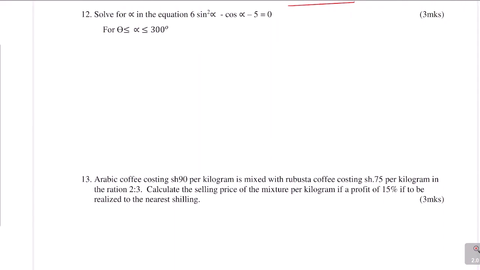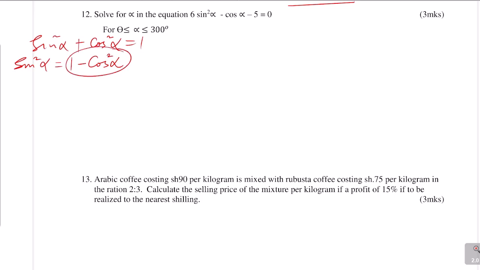So for alpha, in the equation 6 sine squared alpha subtract cosine of alpha subtract 5 is equal to 0. Look at that equation. We have sine and we have cosine, so we have to make them uniform. What is going to help us is the identity sine squared alpha plus cosine squared alpha is equal to 1. Therefore, sine squared alpha will be given by 1 subtract cosine squared alpha. So we're going to substitute sine squared alpha with 1 minus cos squared alpha.